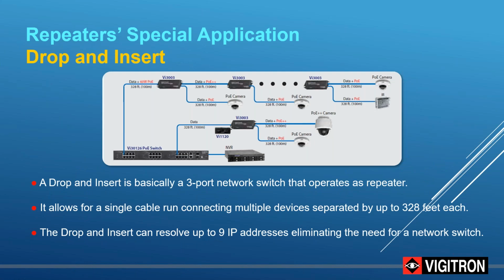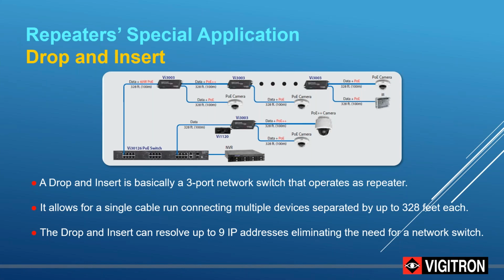We also have another type of repeater, which is called a drop-in insert. Essentially, this is a 3-port switch, which operates as a repeater itself. So it has the ability of having single cable runs and drops, and repeating by the connection of other devices. It will allow for a single cable run with multiple devices separated by 328 feet. Once again, notice the requirement to insert it at 328 feet.